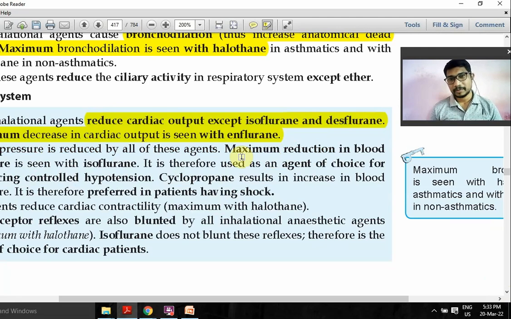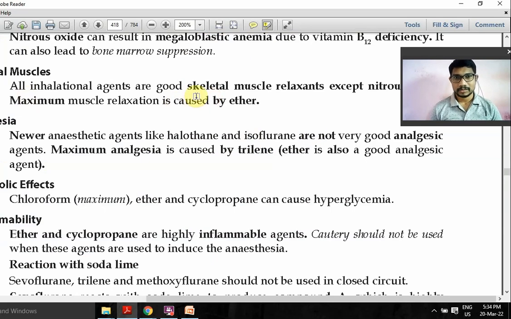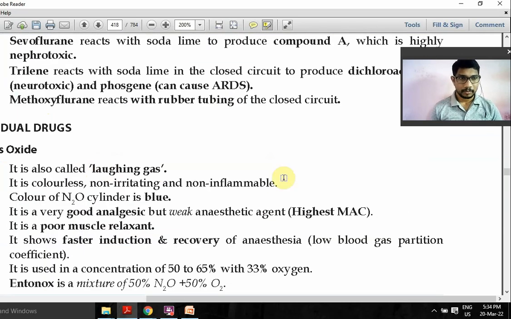It will also reduce the blood pressure. अगर हार्ट को डिप्रेस करेगा मतलब ब्लड प्रेशर भी रिड्यूस करेगा. Maximum reduction in the blood pressure is seen. The contradictory statement है, देखो यहाँ पे कार्डियक आउटपुट एक्सेप्ट, लेकिन वही क्या करेगा? Reduction in blood pressure. Inhalation agents give good skeletal muscle relaxation except nitrous oxide. Minimum muscle relaxation is caused by nitrous oxide. Nitrous oxide is known as laughing gas.